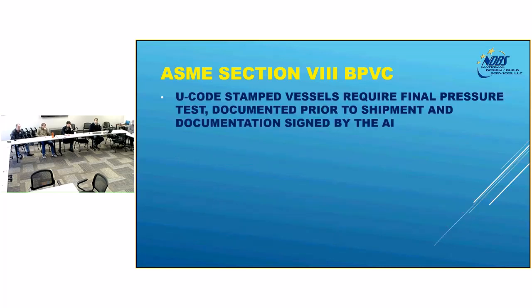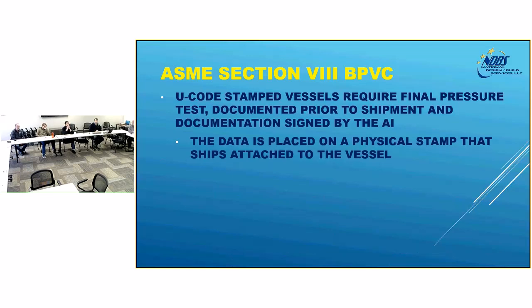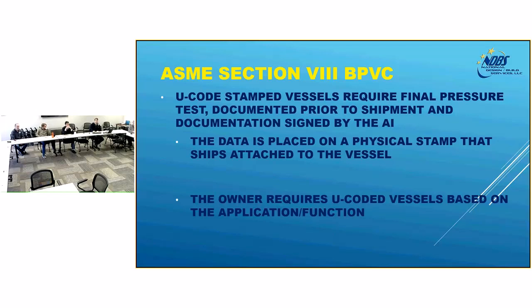So anytime you're buying a U-code stamped vessel, which means it's a Section 8 vessel, but it's also gone through the additional testing to receive the ASME U stamp, which is stamped to the side of the vessel, it requires a documented pressure test, and so there will be traveler paperwork with the vessel itself. When the vessel ships, it's our responsibility to ensure that the nameplate is intact when we receive that vessel.